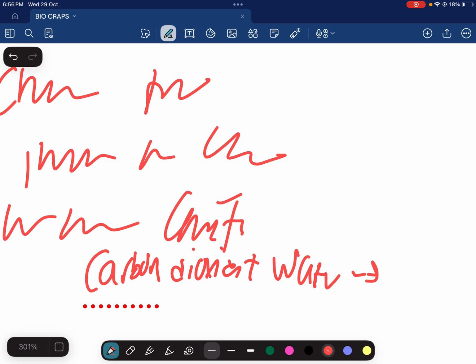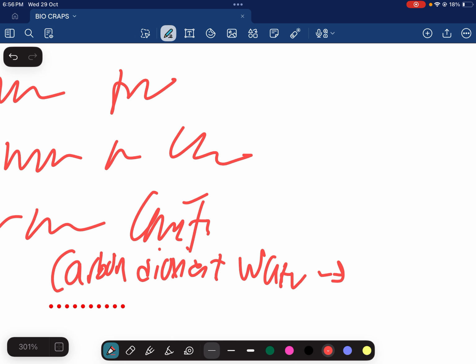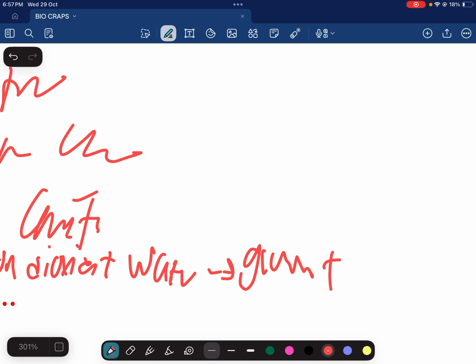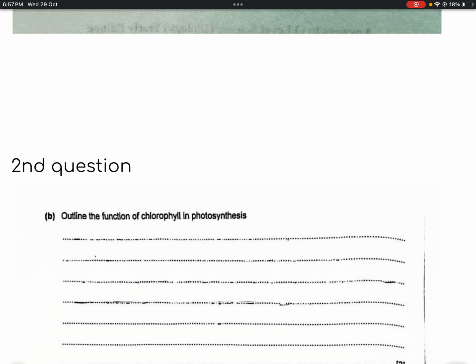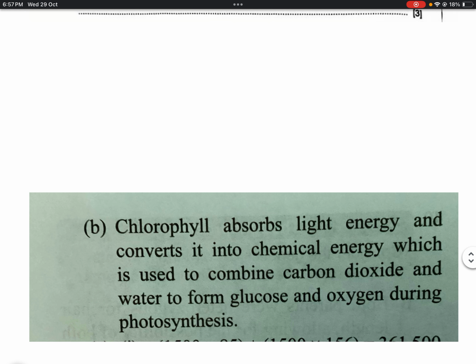Water gives you what? Angel, try. Glucose. Good job. Glucose. And the last one I want to say is oxygen. Okay, that's it. This is the answer. Let's check. Chlorophyll absorbs light energy, converts it to chemical energy, which is used to combine carbon dioxide and water. Okay, good job.